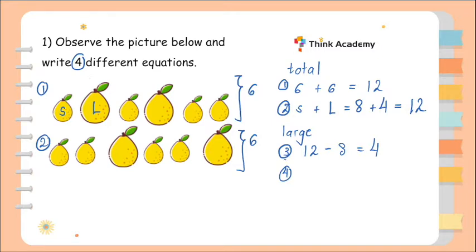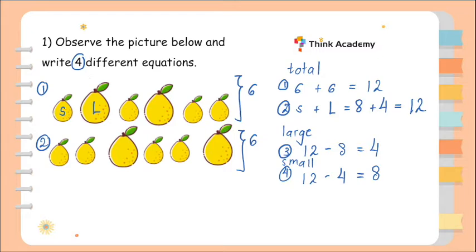Great. And what about our very last equation, the fourth one? We can find the small one. How do we do that? We can start from the total again, right? And what should we minus this time? We should minus the number of large ones, which is 4. That gives us 8 small pears. That is just excellent work. So we have found 4 different equations: 2 from the total, 1 from large, and 1 from small, counting from the total.